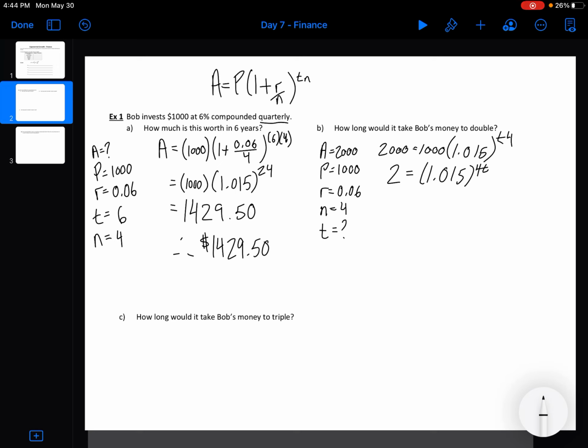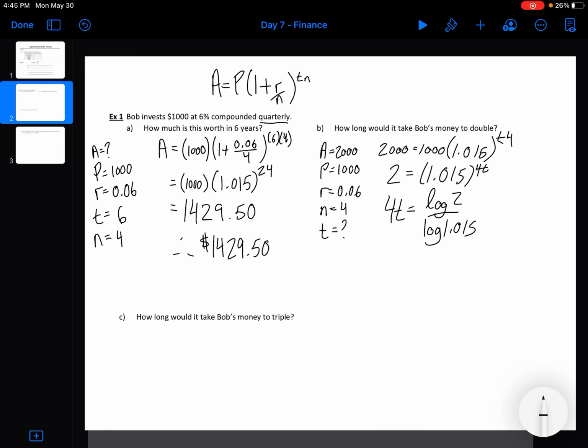Now here's where we can use our logs to get our answer. So we're going to say 4t equals the log of 2 over the log of 1.015. And then we're going to get an answer to that. And we're just going to divide it by 4 because we've got the 4 on the other side there that we have to divide over.